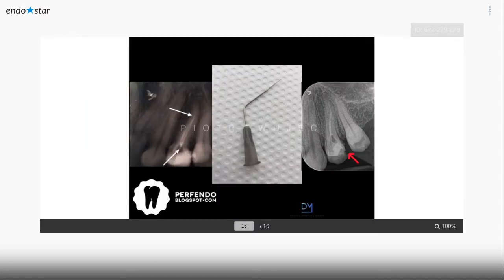And the last case from this presentation: a very long part of a broken instrument, from the orifice almost to the apical part, also cemented in a modified injection needle, and it was an easy technique to remove it from the canal.